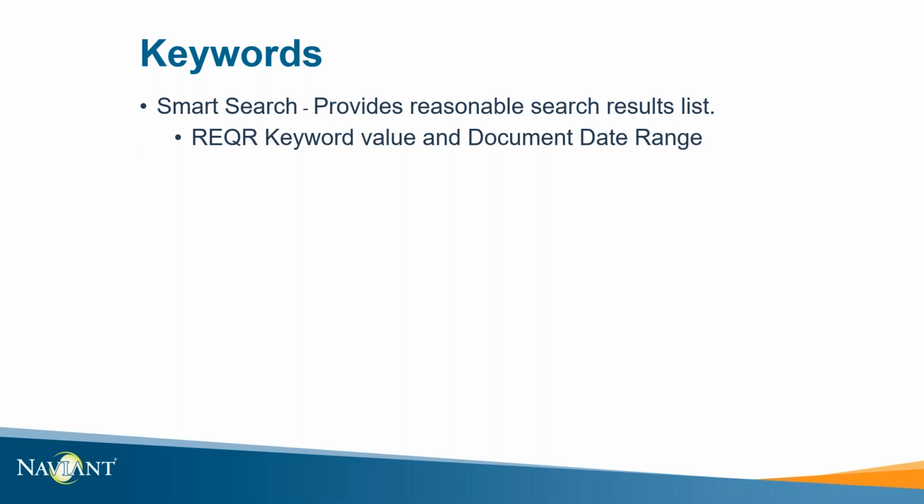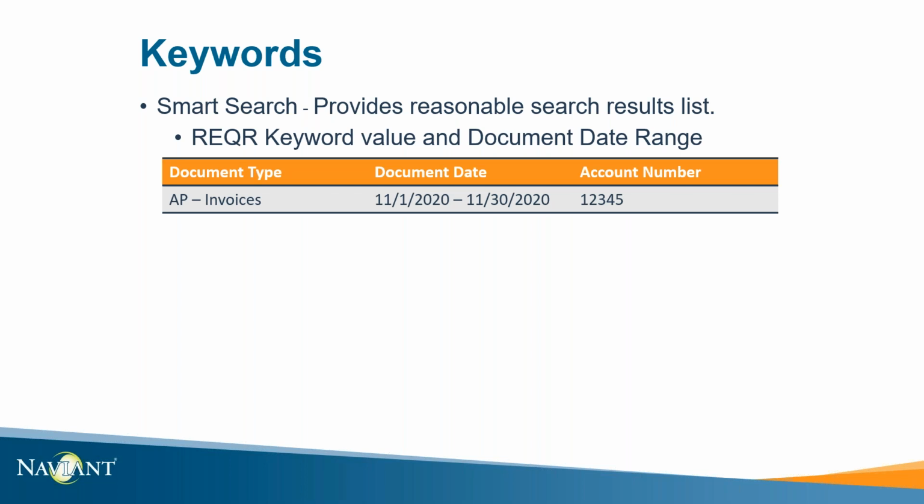For example, let's say the criteria that we're searching for is the following: AP invoices, a document date range for the month of November 2020, and the account number 12345. In this example, the database knows that out of all the documents in the system, there are 1,000 AP invoice documents.